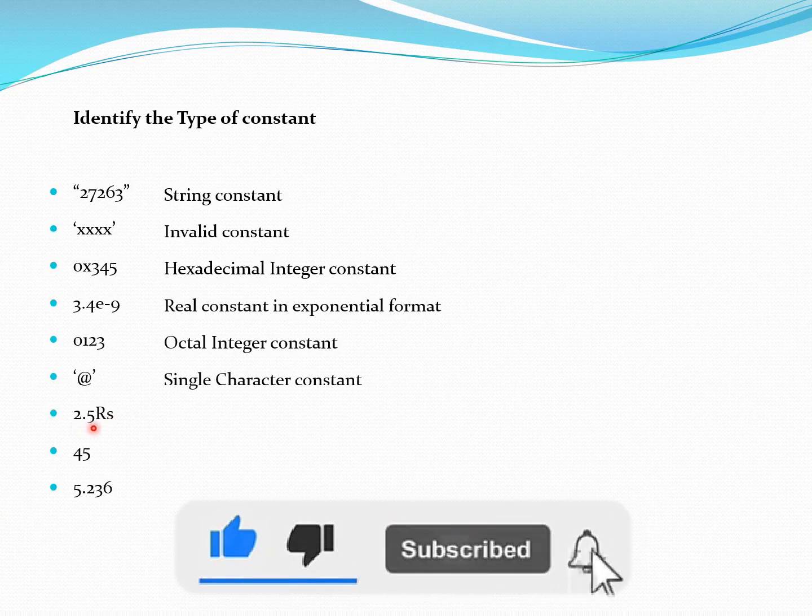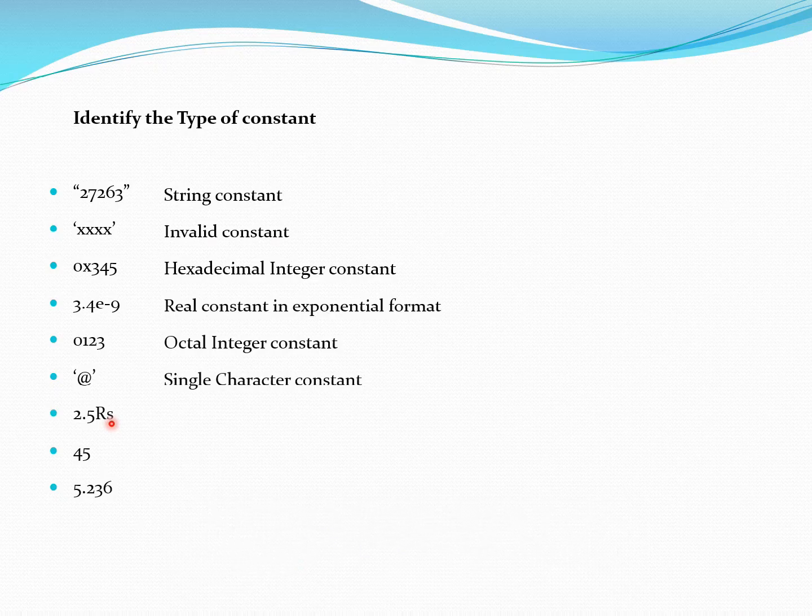Here the value 2.5 rupees. Any constant cannot have other characters except the digits. So this RS is not supposed to be a part of a constant. Therefore this is an invalid constant. The next number is 45. Of course it is a decimal integer constant. And the next, 5.236, has a decimal point here, so it is considered a real constant.